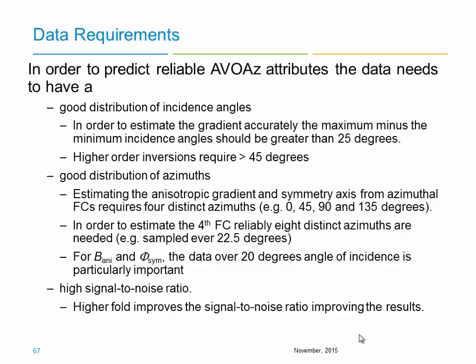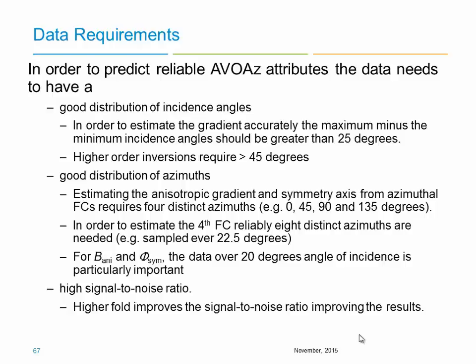So this leads on to the question of data requirements. In order to get reliable AVO-AZ attributes, we need to have a good distribution of incident angles. If we're just trying to estimate the anisotropic gradient, if you look at data from, let's say, 20 to 30 degrees, or in the 30-degree range, I think that's really the key range of angles. If you want to go to higher order inversions, we're going to need in excess of 45 degrees, which places greater requirements on the processing and the acquisition.